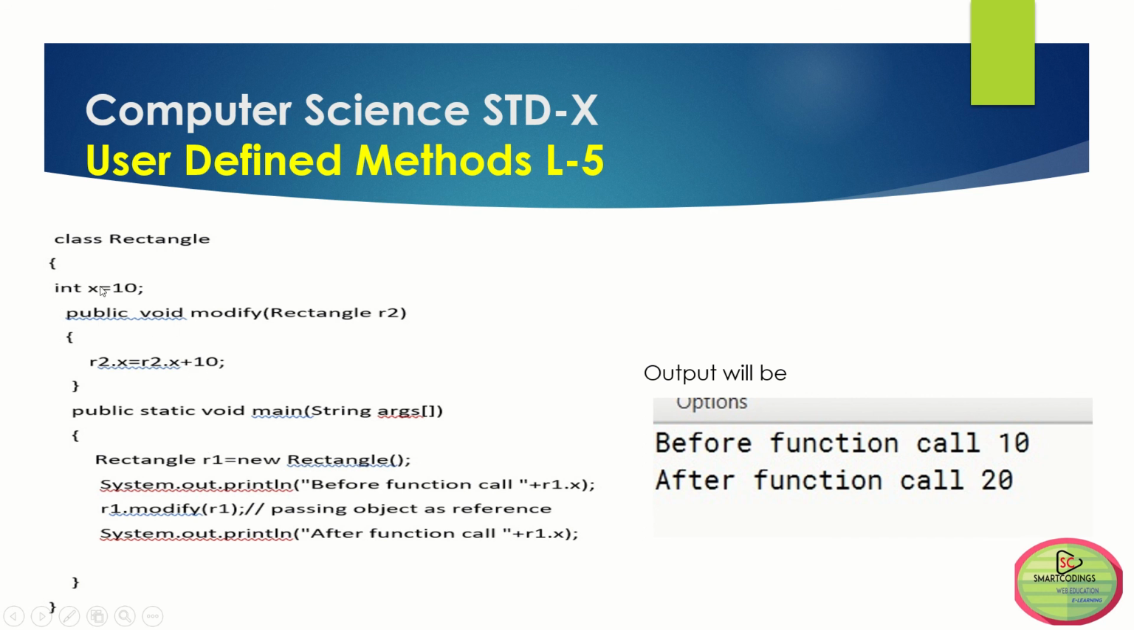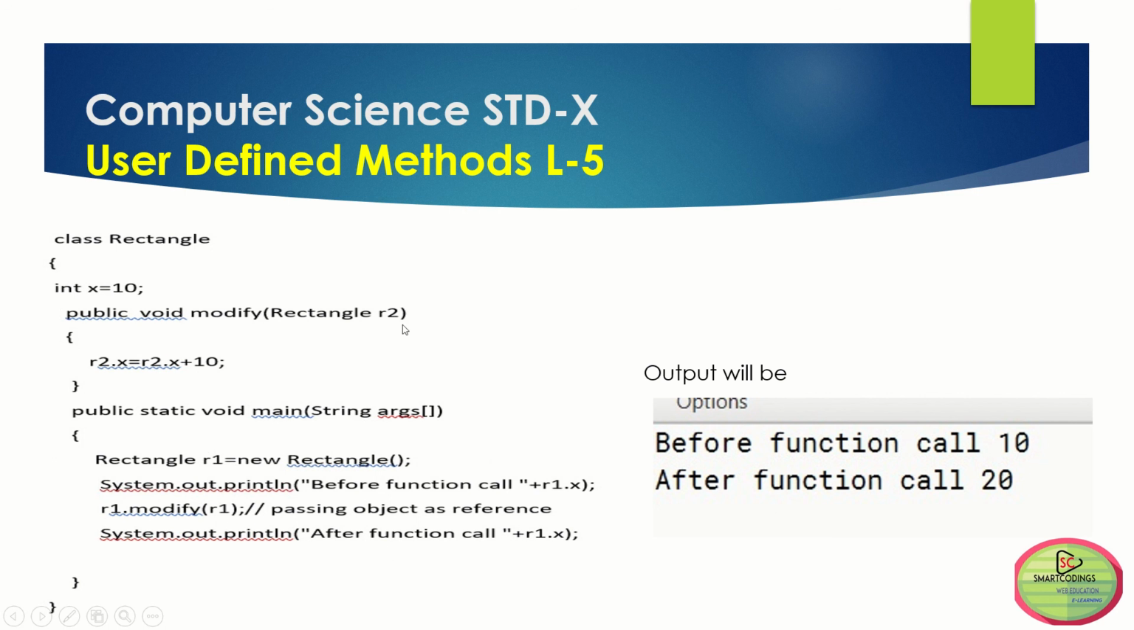Now in this modify method body, we are changing the value of R2.x. We are adding 10, so it will become 20. This function is changing the value of R2.x. Clear? Now from the main method, we are creating a reference variable R1, and we are printing the value of R1.x. Before calling this modify method, the value of R1.x will be 10. After calling this method, R1.x will become 20.